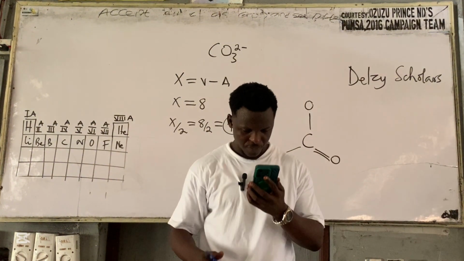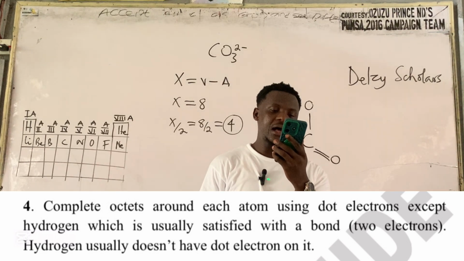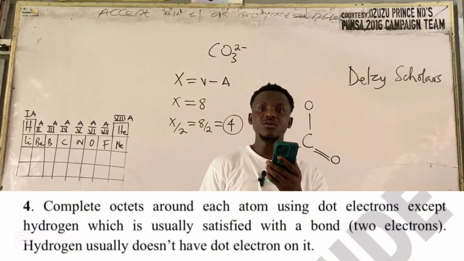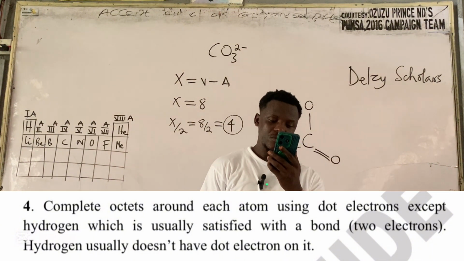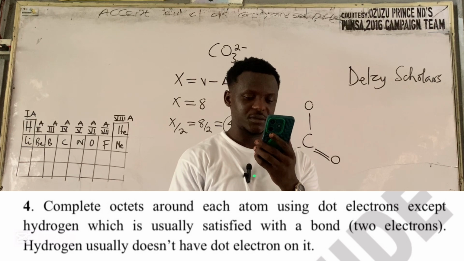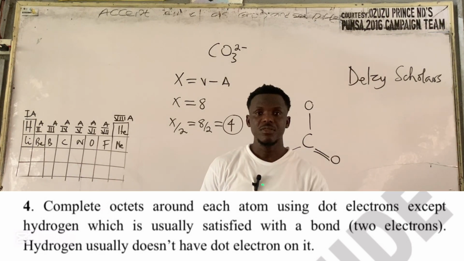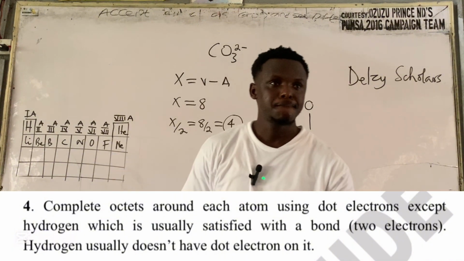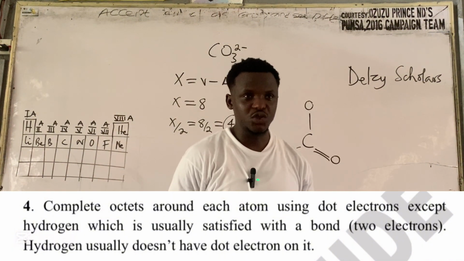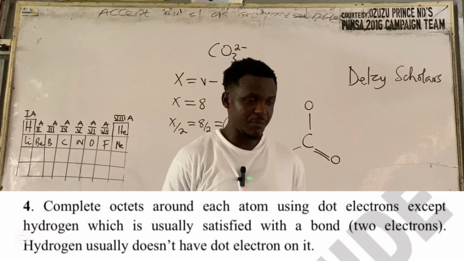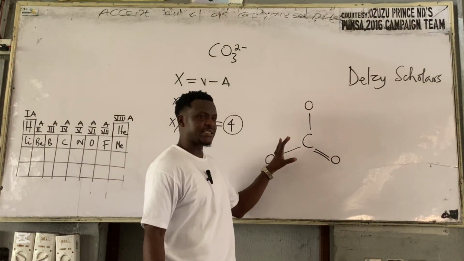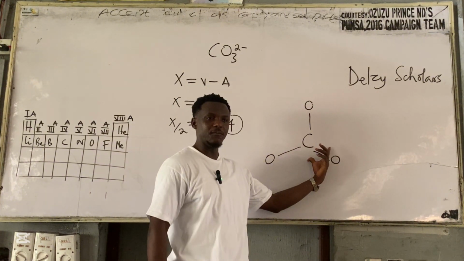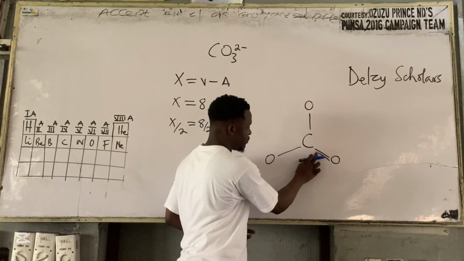Step 4. Complete octets around each atom using dot electrons, except for hydrogen, which is usually satisfied with just a bond. So now, still using this example here to explain that. Step 4 says, we've gotten the skeletal form, we've completed the bonds. Let me put this bond up here.